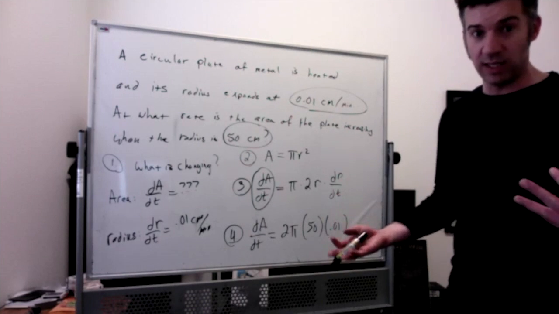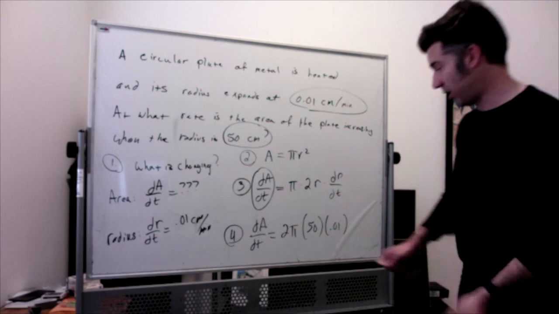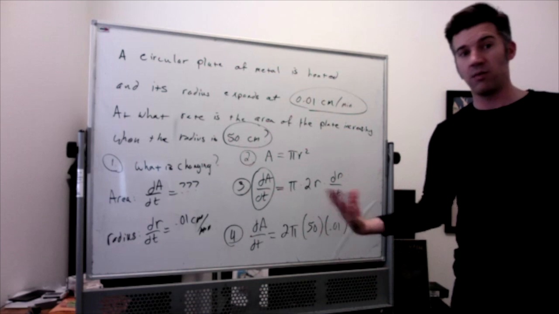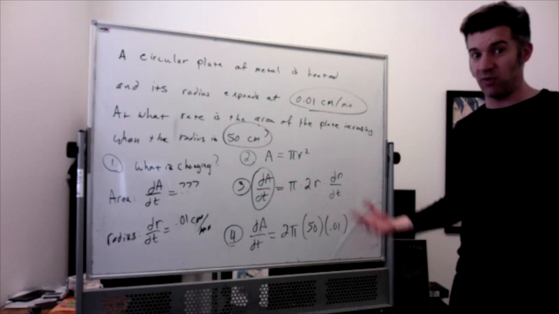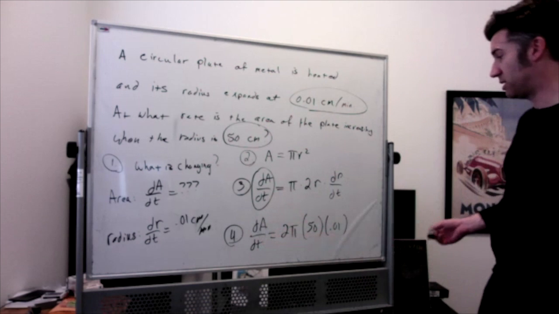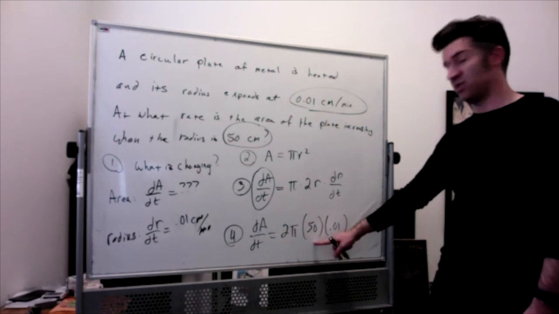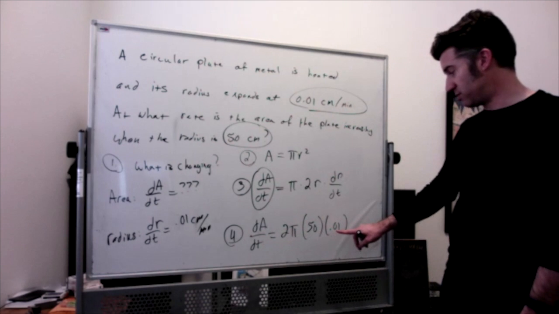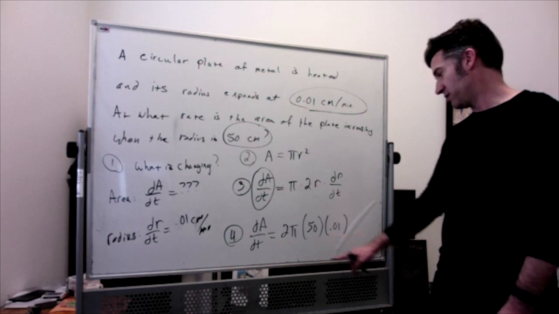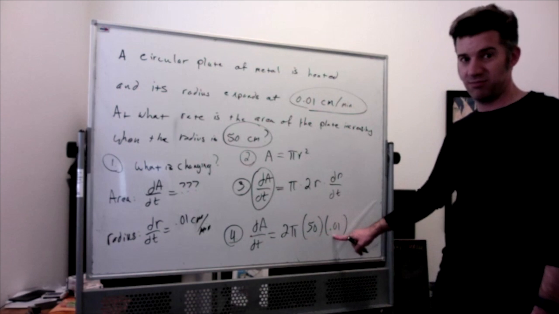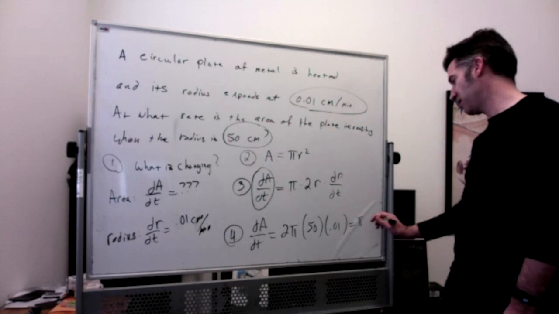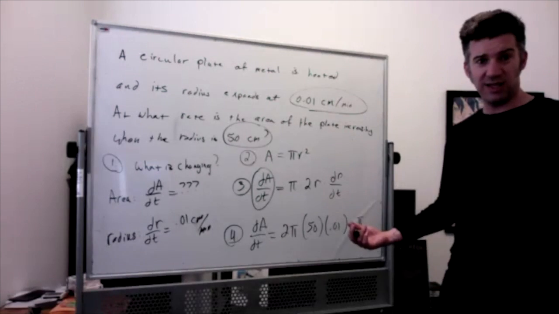Now, I didn't write the units, but I think we can see that I'm going to have centimeters times centimeters per minute, which is going to be centimeters squared per minute, which makes sense for a rate of change of an area. So let's see. I've got 2 times 50, which is 100, times 1/100th, right? 0.01 is not 1/10, it's 1/100th. So 100 times 1/100th is going to give me 1 pi. It's going to be pi.